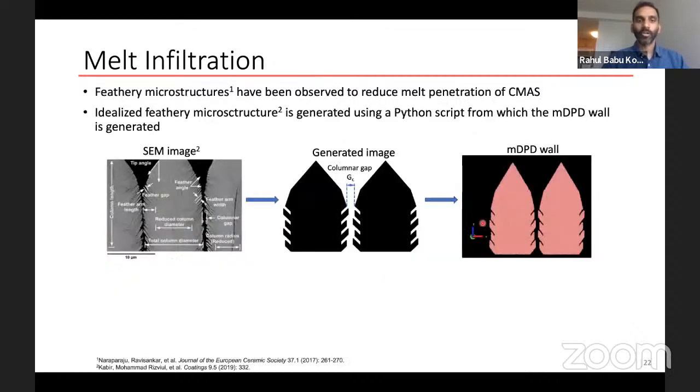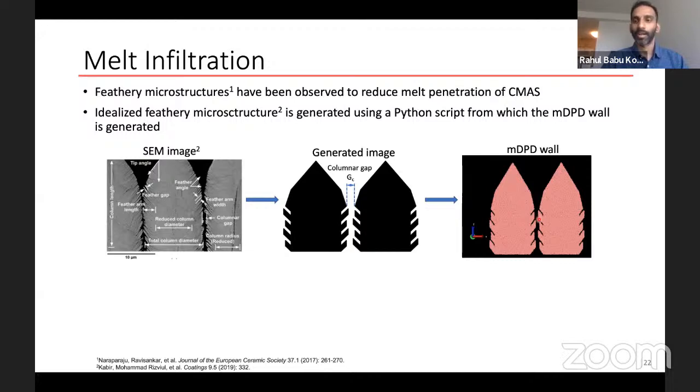In the past, we have also looked at infiltration into what are known as feathery microstructures. These were fabricated by the German aerospace group, and to study the infiltration, we generated these idealized surfaces, and we use the image here to generate the MDPD wall. And this is a great feature of particle-based methods, which I'm a big fan of right now, coming from continuum-based methods where meshing is a real pain. So generating these complex arbitrary structures is very easy.